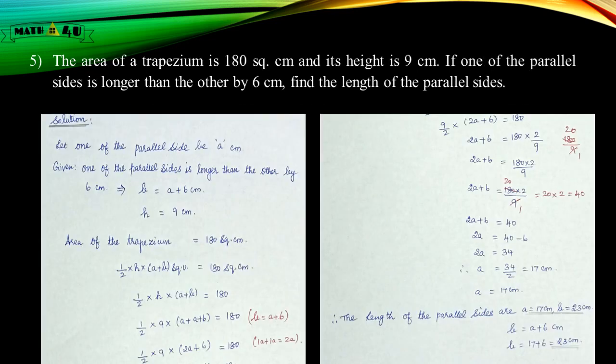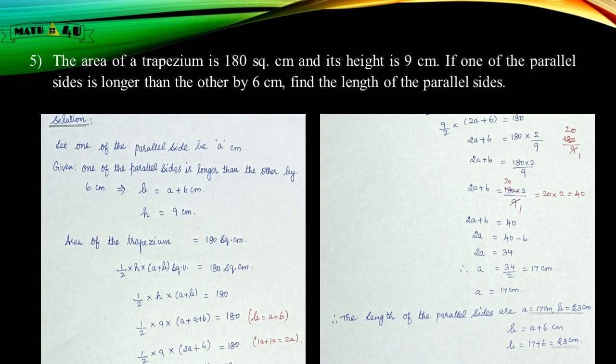The area of a trapezium is 180 square centimeter and its height is 9 centimeter. One of the parallel sides is longer than the other by 6 centimeter. Find the length of the parallel sides. What we have to do is, we want to find the length of the parallel sides, but one clue is given. The clue is, one of the parallel sides is longer than the other by 6 centimeter.